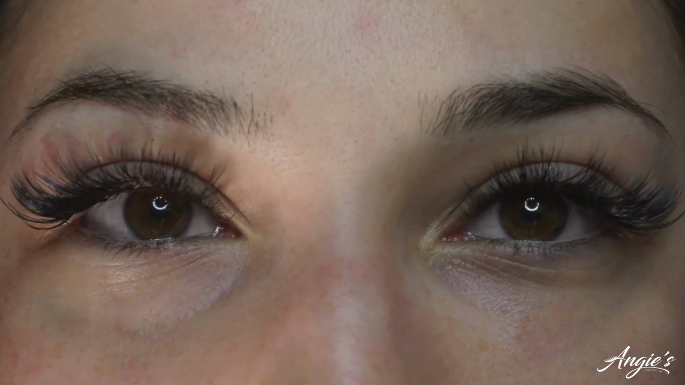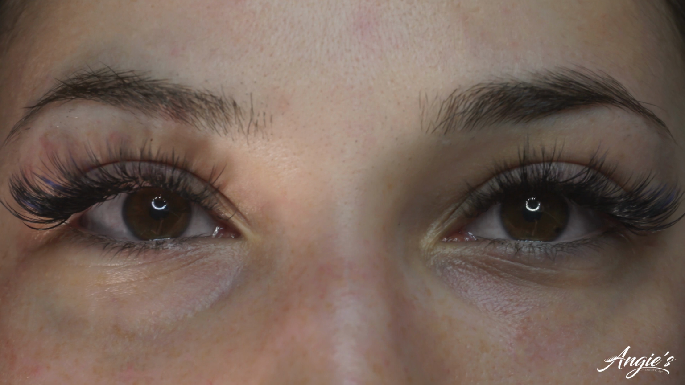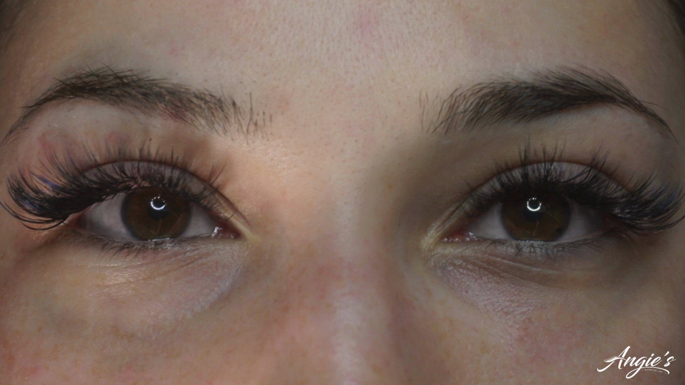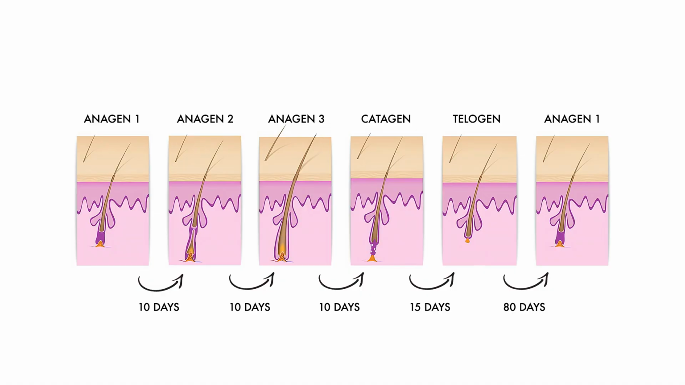In the photo, let's see how the client's eyelashes appeared at the end of the treatment carried out 3 weeks ago. Let's review the diagram that explains the life cycle of eyelashes.